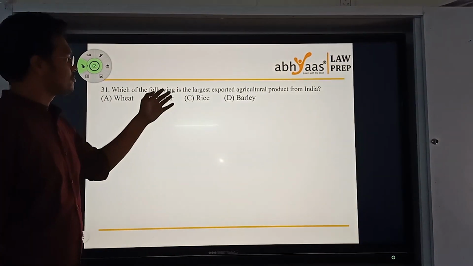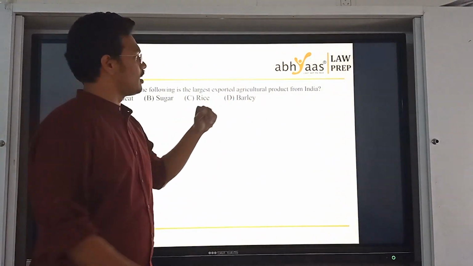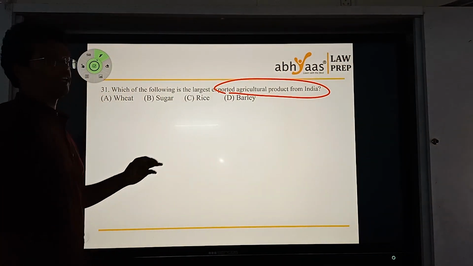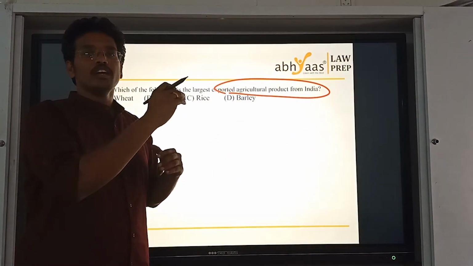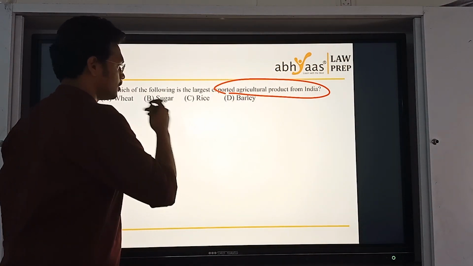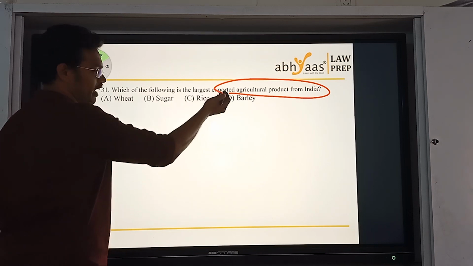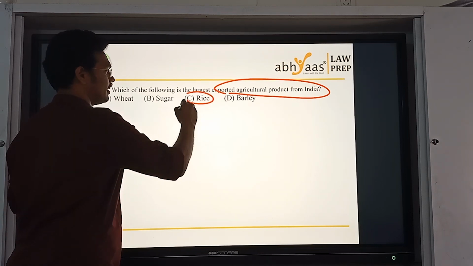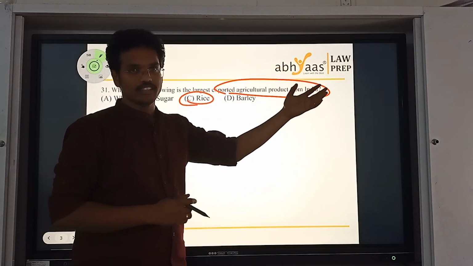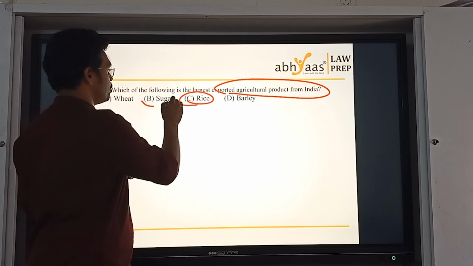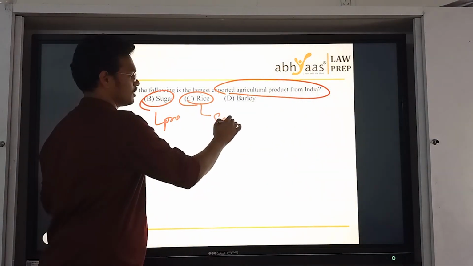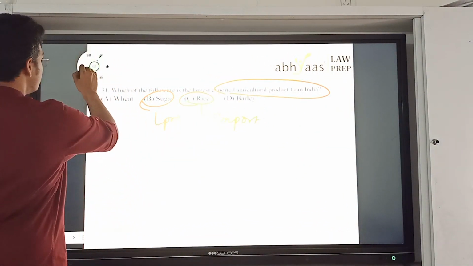First question, which of the following is the largest exported agriculture product from India? It is not about what is the largest crop which we are producing, it is about the exported product. Generally there used to be confusion between wheat and rice, but here the answer is rice. We export rice the most, but we are the largest producer of sugar. That is about production; this is about exporting.